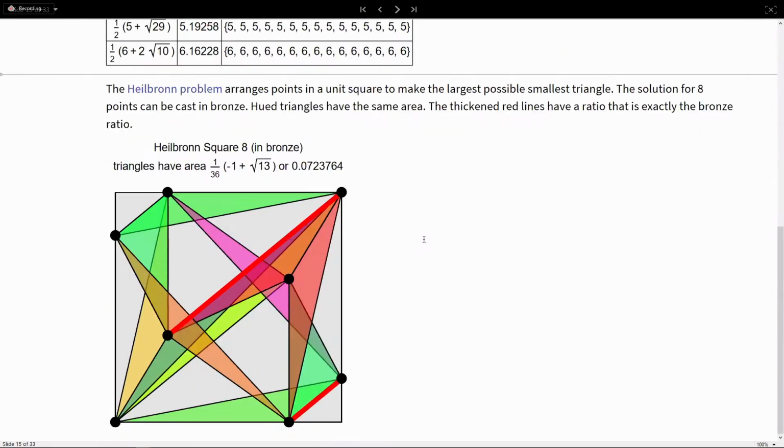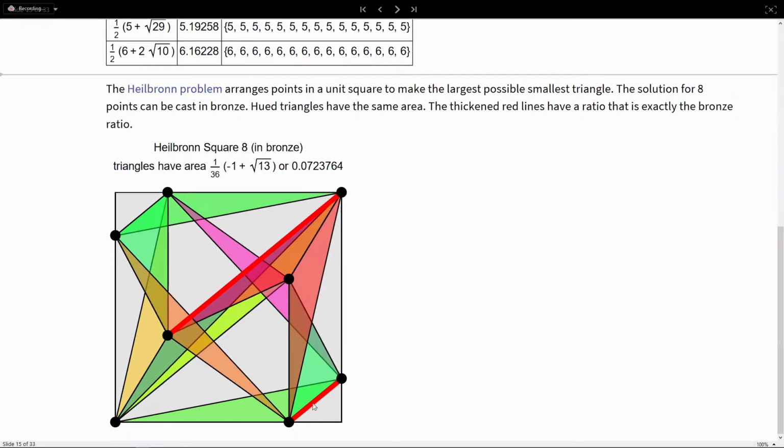The BBC had a contest a few years back. There was no good geometry known for showing the bronze ratio, so there was a contest for somebody to make a geometric picture which showed why the bronze ratio was interesting. And I sent this in.